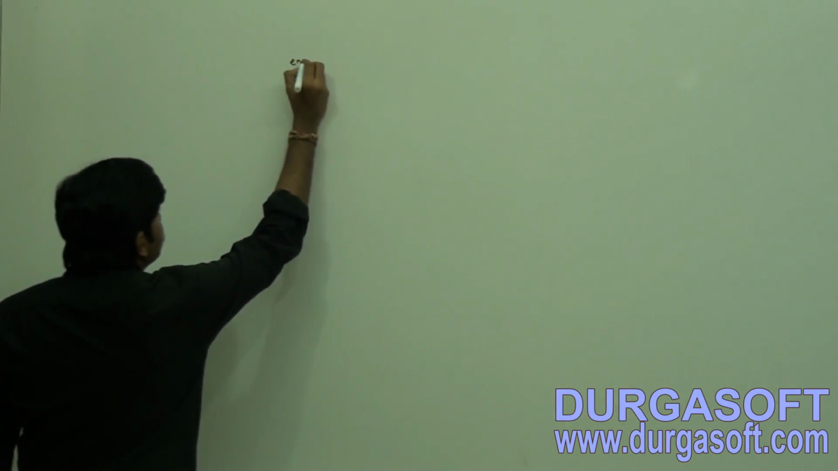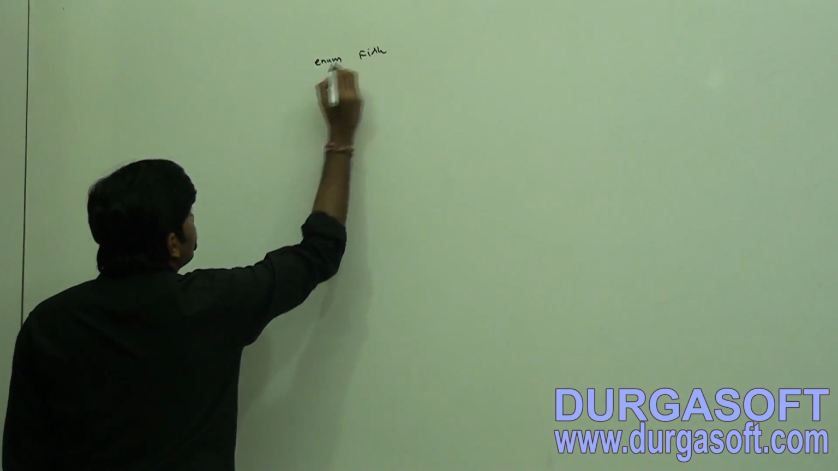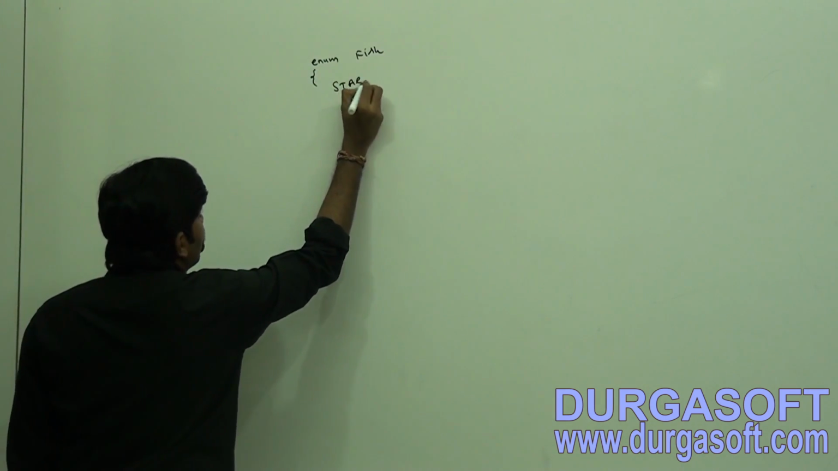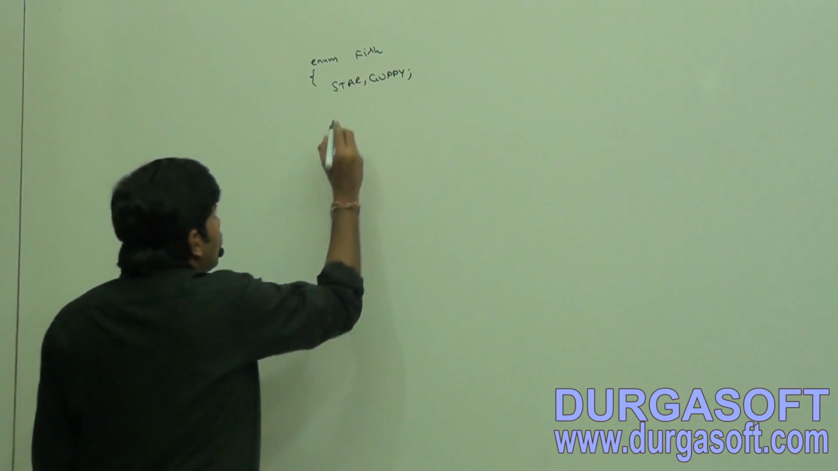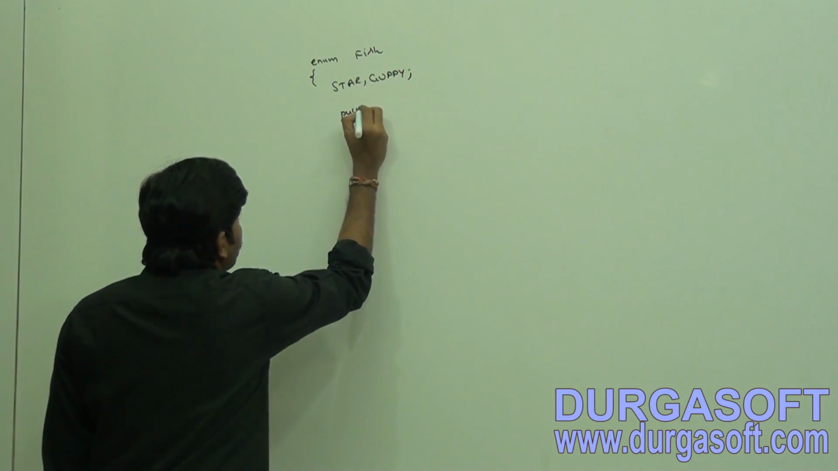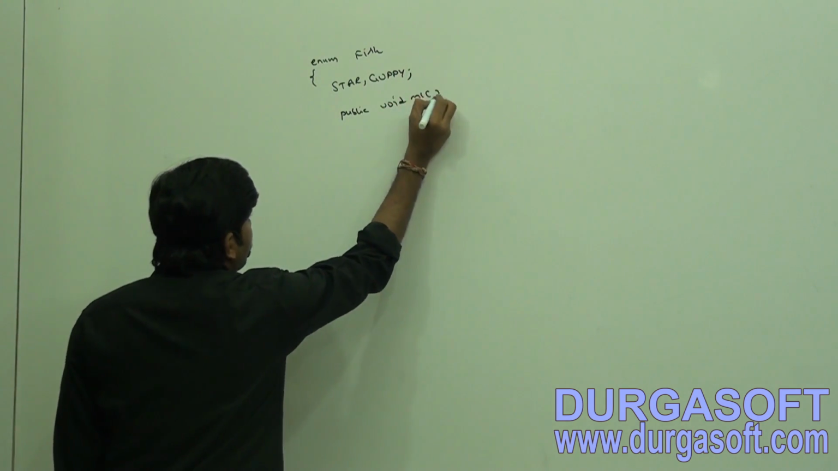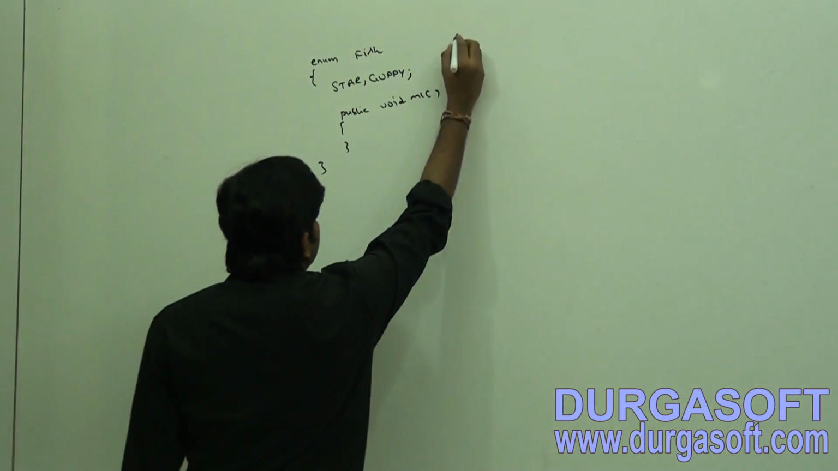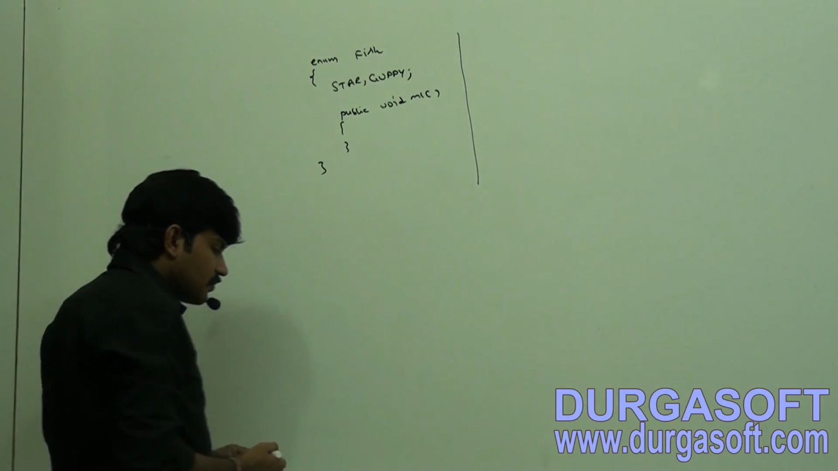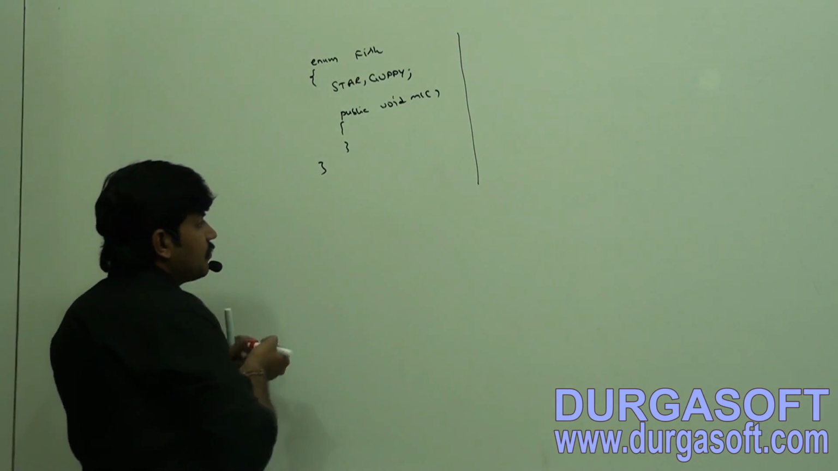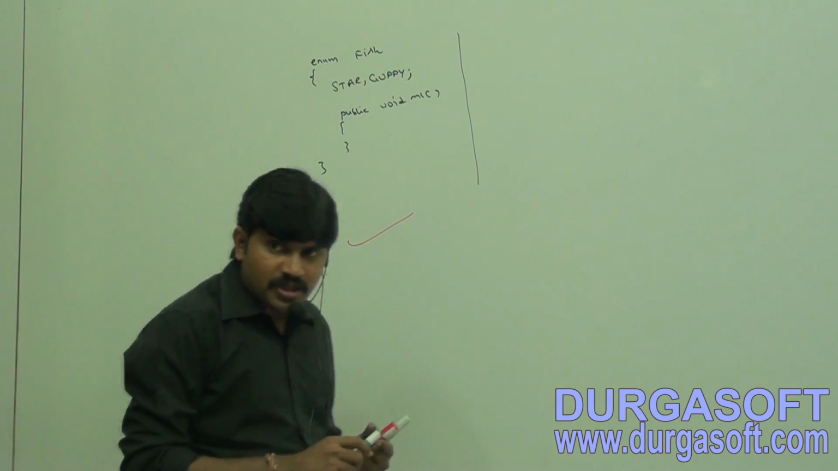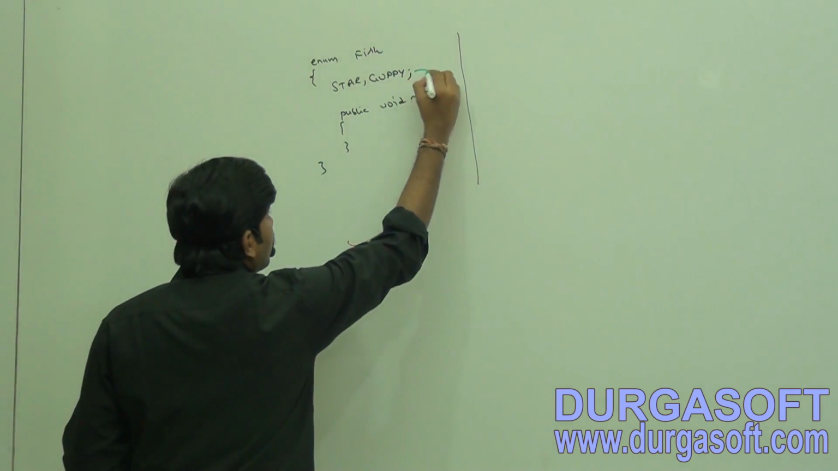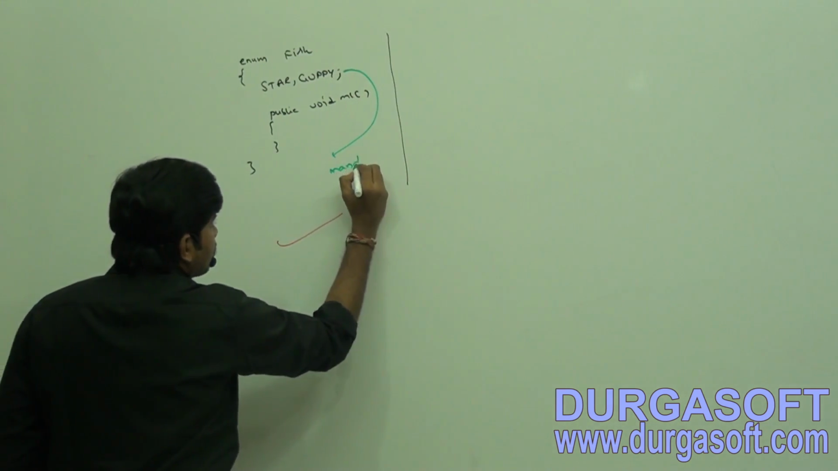Okay, example, here see this one. Sir, I'm taking enum fish, here star comma guppy, like this I'm taking, and then public void m1 method I'm taking. Sir, can you tell, is it valid or not? Valid, no problem at all. And the semicolon, is it mandatory or optional? Mandatory. Semicolon is mandatory.